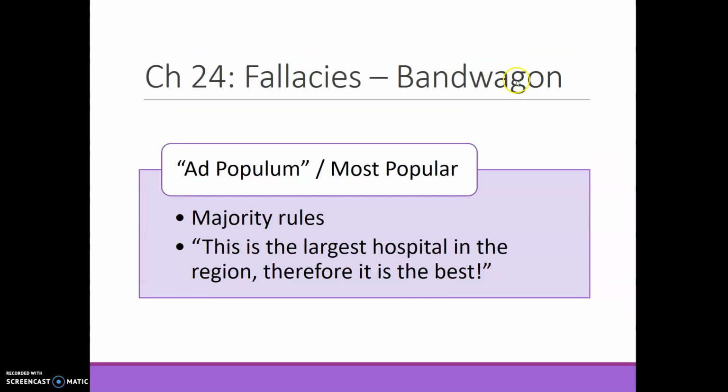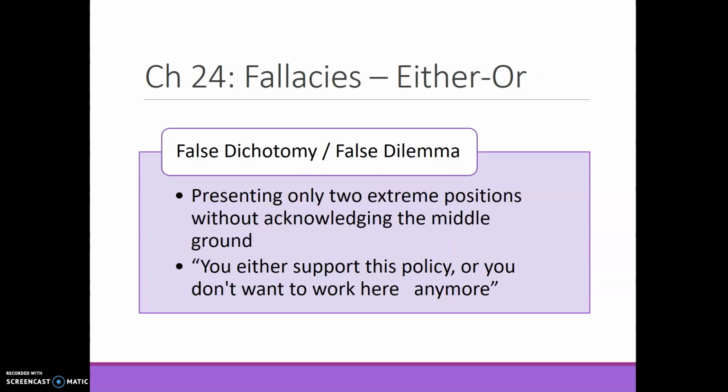Then there's the bandwagon. You see this a lot. This is very much commercials trying to sell you something. It's also called ad populum, which is most popular, and it's majority rules. So this is the largest hospital in the region, therefore it's the best. All the cool people drink this beer, therefore it's the best. Camel cigarettes are the most popular, therefore it's the best. So that's an easy one to recognize.